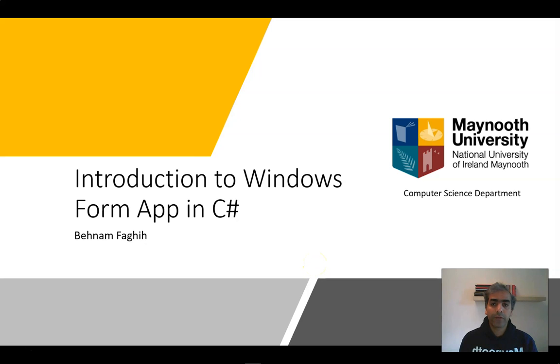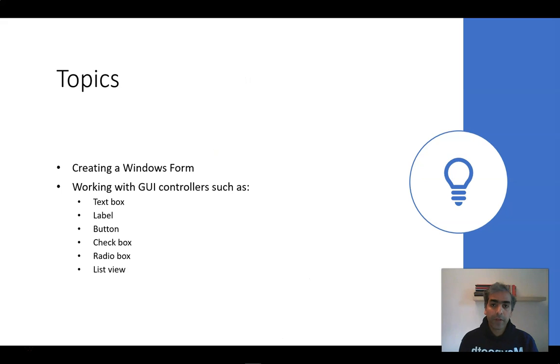Hello and welcome back to the C# series tutorials. In this video we want to work with Windows Form application, and the topics that we will cover are: first, how to create a Windows form, and after that some controls such as text box, label, button, checkbox, radio button, and list view, which we will cover during this tutorial.